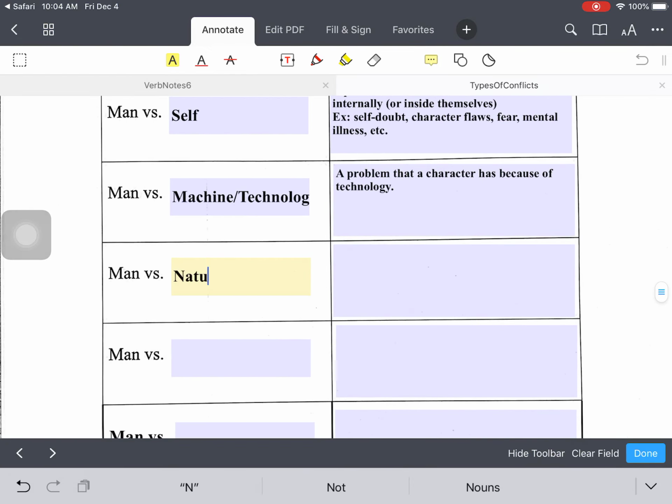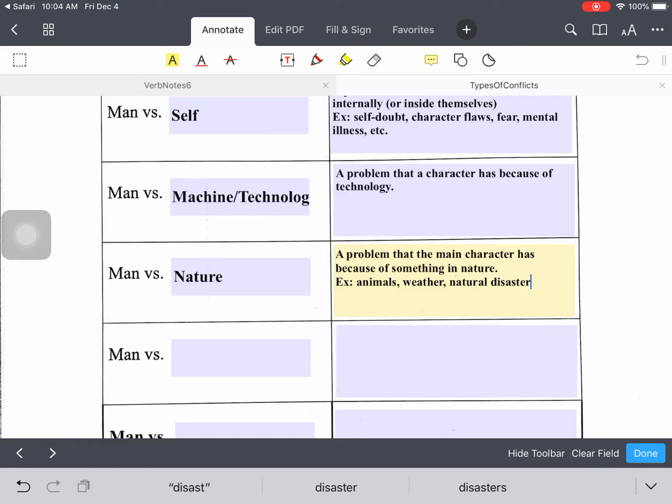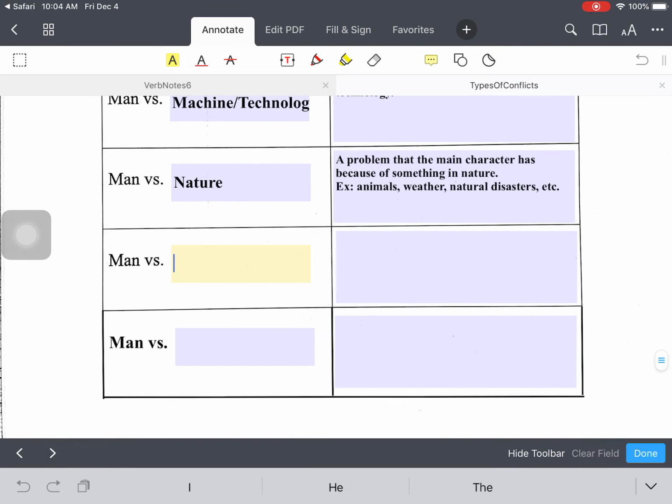The next one is man versus nature. So this is a problem that the main character has because of something in nature, so out in the wild. For example, this could be animals, weather, natural disasters, etc. So if you are reading a book or watching a movie about tornadoes or tsunamis or any kind of major natural disaster, that would be a man versus nature conflict.